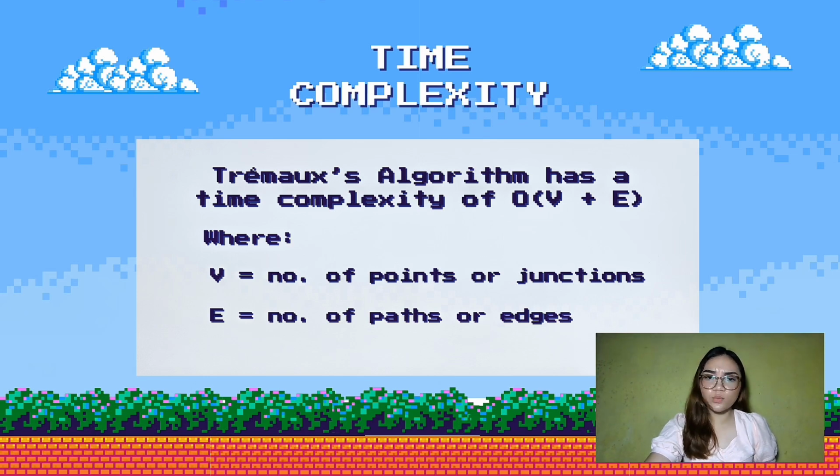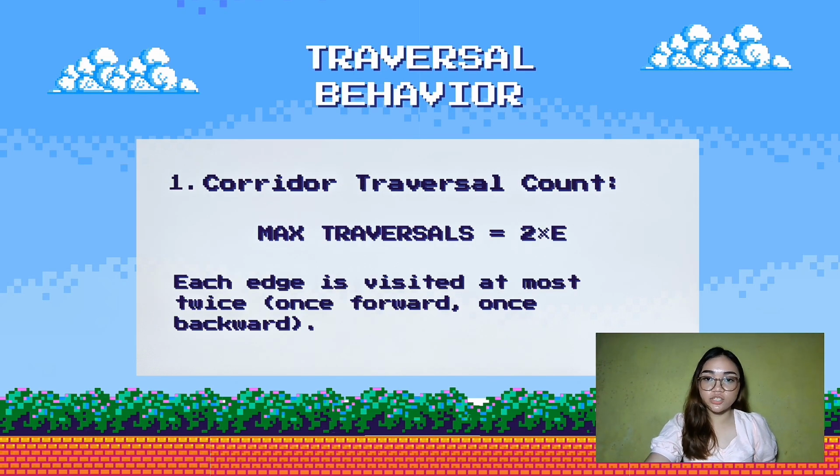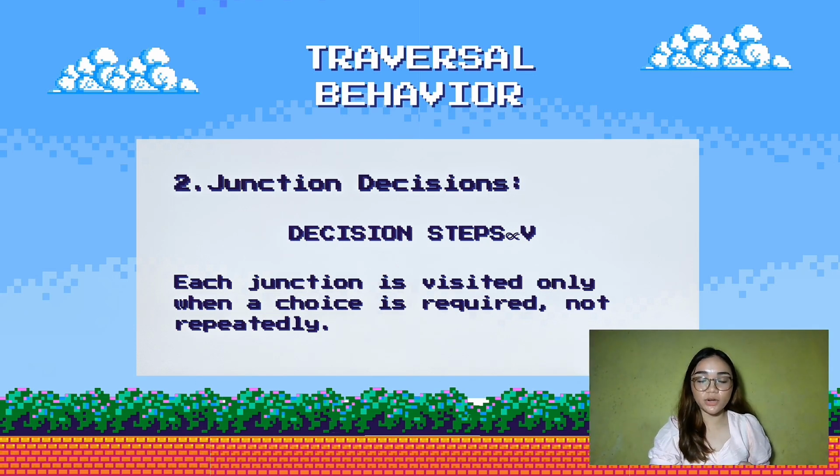The algorithm works by marking each path it takes. A corridor is traversed at most twice, once when moving forward to explore and possibly again when backtracking from a dead end. This means the total number of path traversals is bounded by 2 times E. Junctions are only evaluated when a decision is needed, so the total number of decision steps is directly proportional to V.